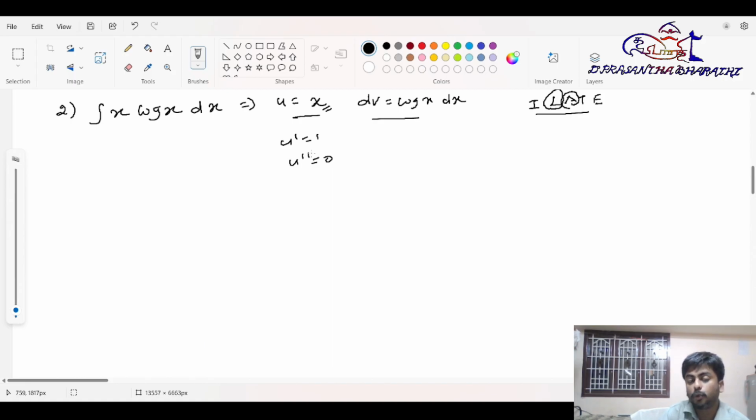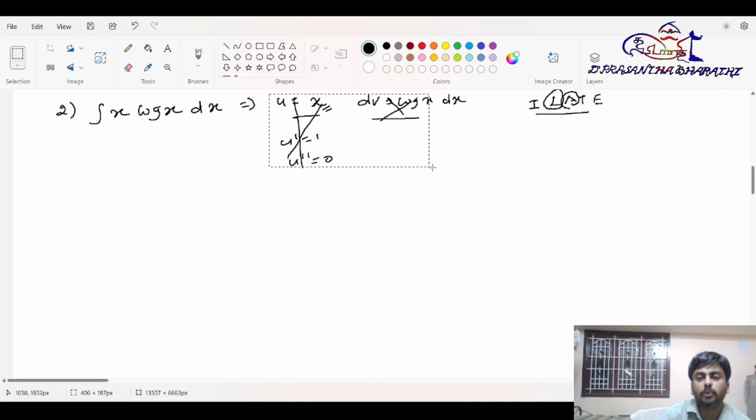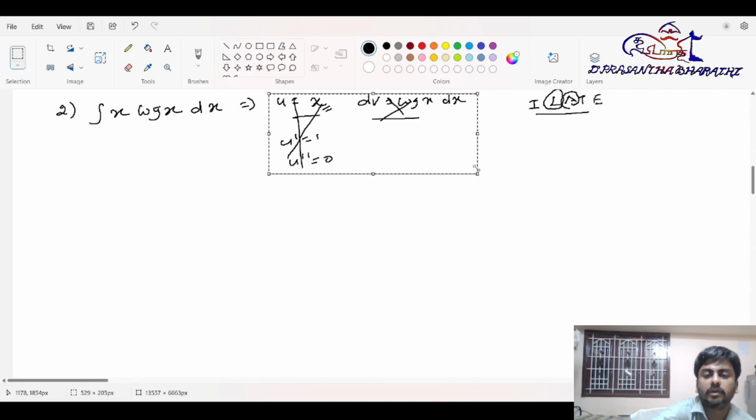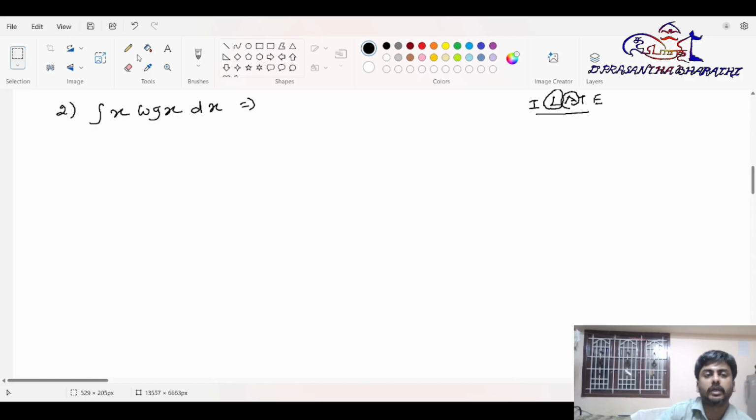Okay, but we should not choose u and v like this. If you choose like that, it is entirely wrong. So what to do is what we are going to discuss. Now what comes first? U is coming first. So the logarithm term is coming first, so u equal to log x.